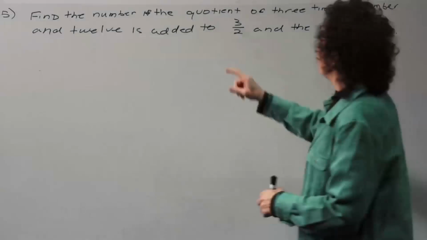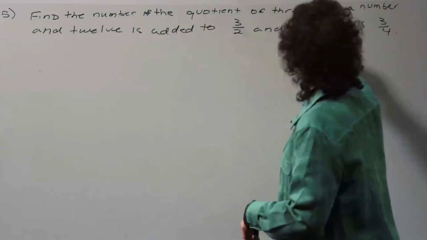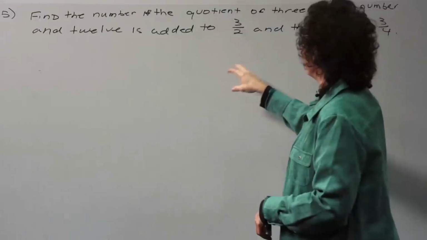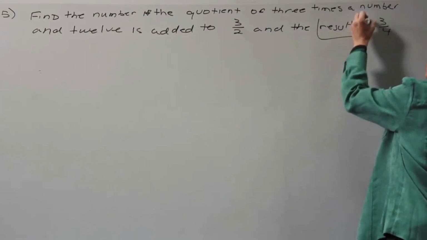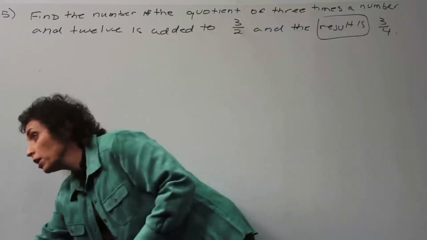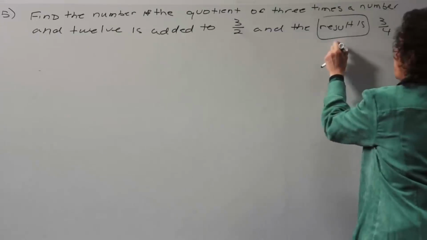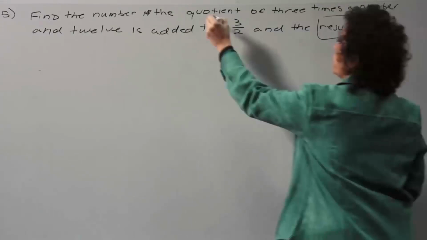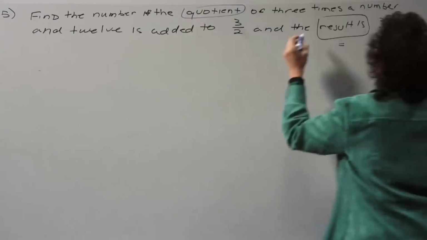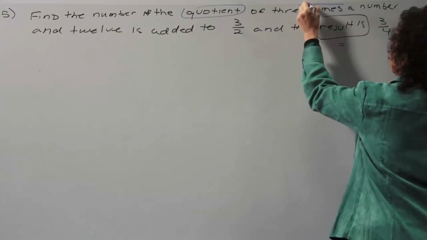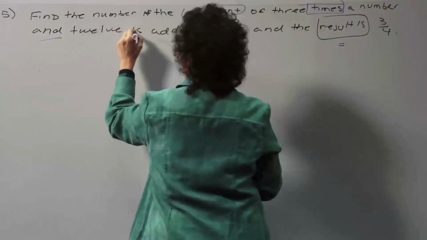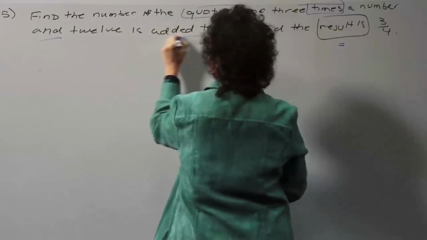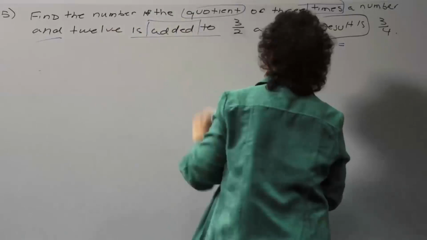Okay. Find a number if the quotient of 3 times a number and 12 is added to 3 halves and the result is 3/4. Well, here's your is, right? Here's your result is, there's your equal sign. Let's take care of that right away. Okay, now, quotient, there's a biggie, of 3 times a number, 3 times a number, and there's a keyword, 12, is added to, or just added to is your key there.